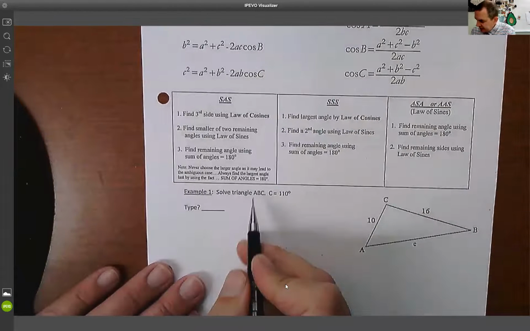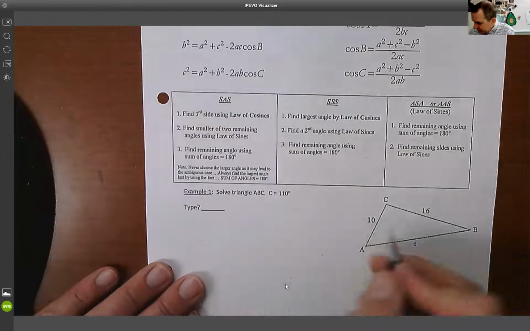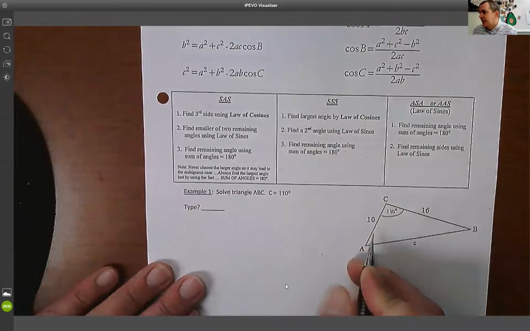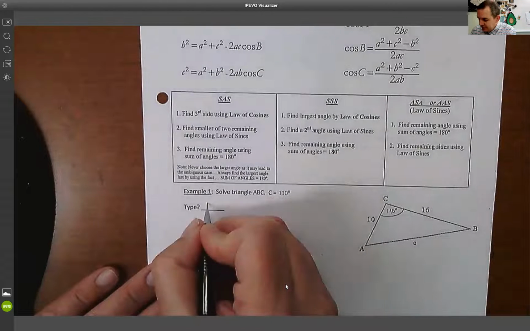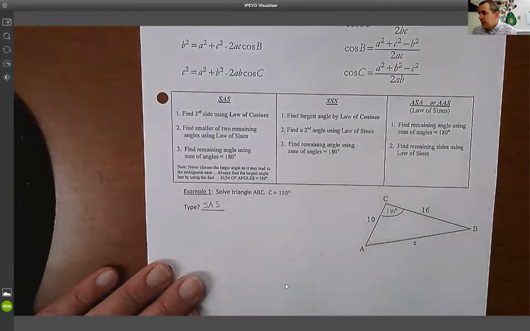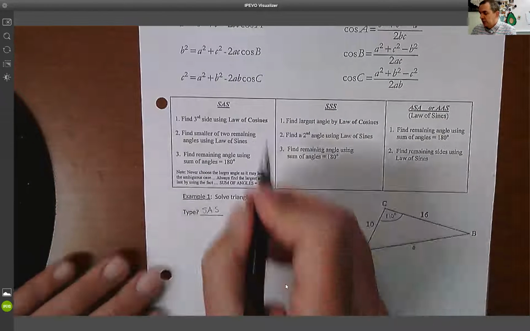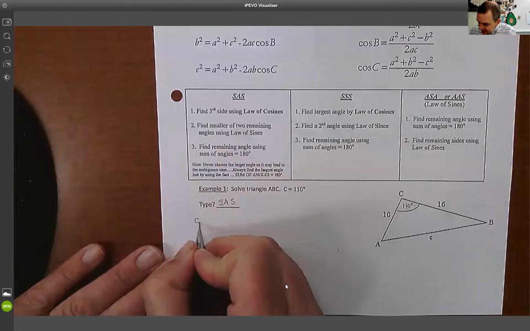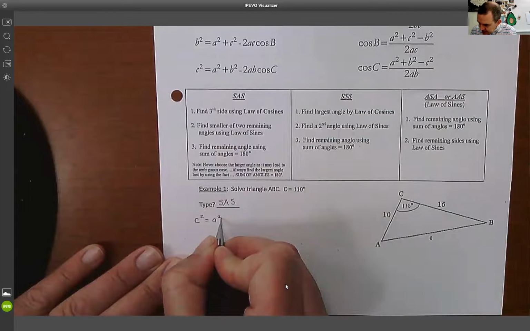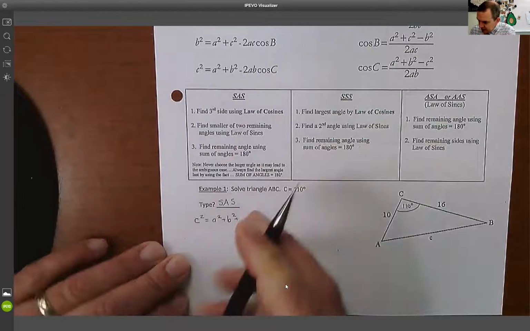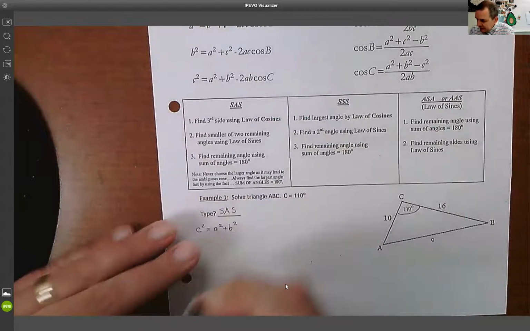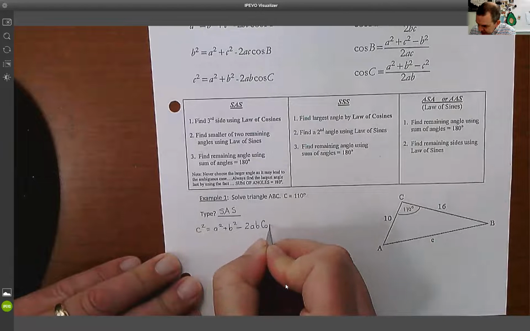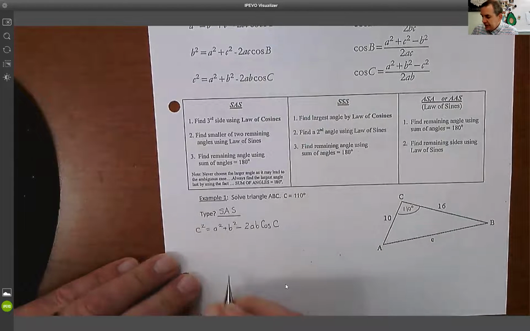We are given angle C is 110, so this angle here is 110. Now I have an angle and the two sides on either side, so this is side, angle, side. I'm trying to figure out c, so I'm going to pick this formula because it's the one solving for c. I'm going to say c squared equals a squared plus b squared minus 2ab cosine of C. Then I'm going to substitute.